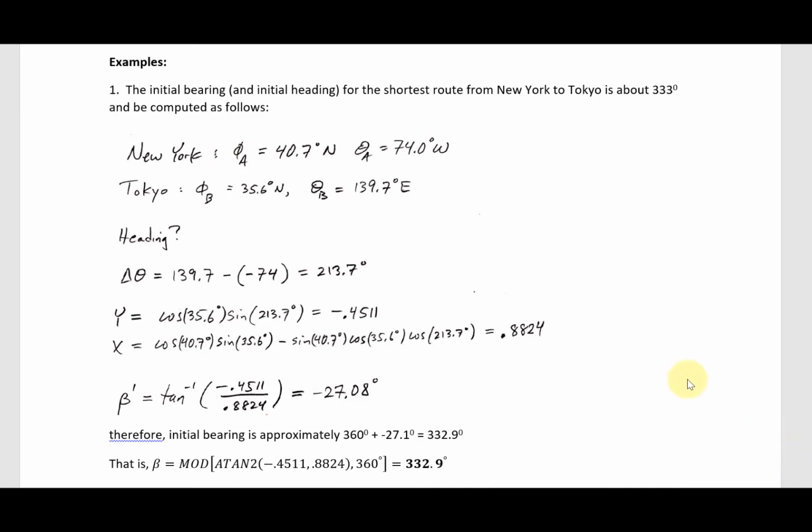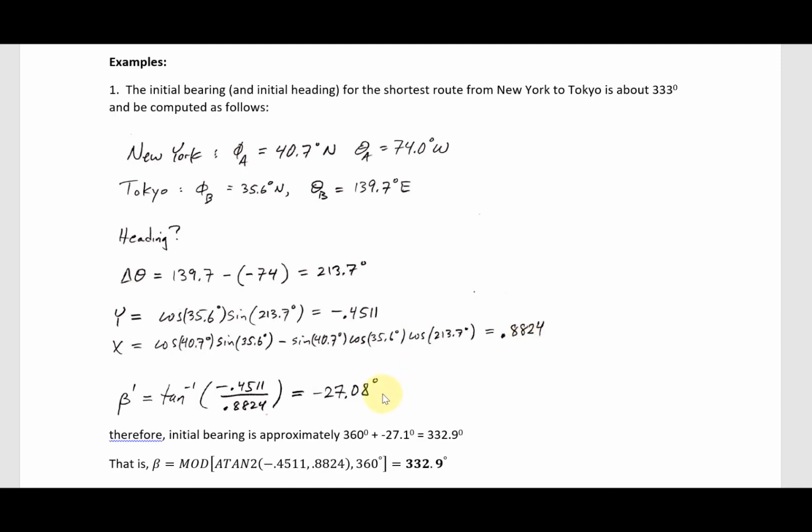So we need to get New York's latitude and longitude, Tokyo's latitude and longitude, and then to find the initial heading, we get the difference in the longitudes, the terminal minus initial longitude, and we're going to use that angle in this calculation for the y and x that I need to compute this angle beta prime. Now I'm going to go through the derivation in part 2. I'll talk about exactly why this is the way it is. It's a whole story in and of itself. It takes quite a while to explain. I'm just going to do the calculation here.